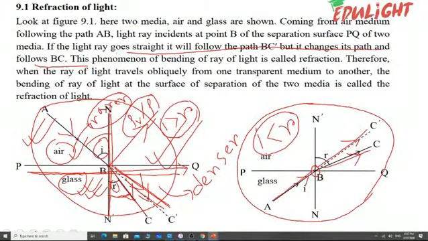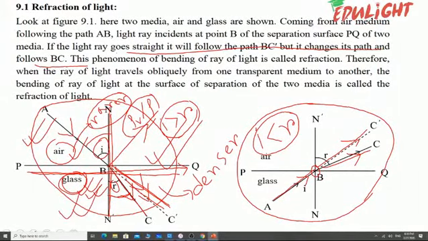Why? Because glass is the denser medium, for that the light has bent, and at the same time the refracted angle which has been created is seen to be less because of the denser medium. That means there are more components present than in air. Okay, that's why the refracted angle is seen smaller than the incident angle in this first case.